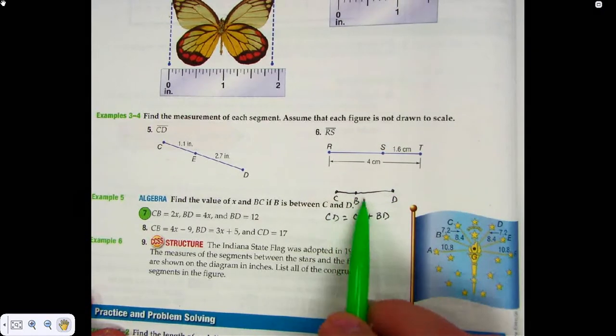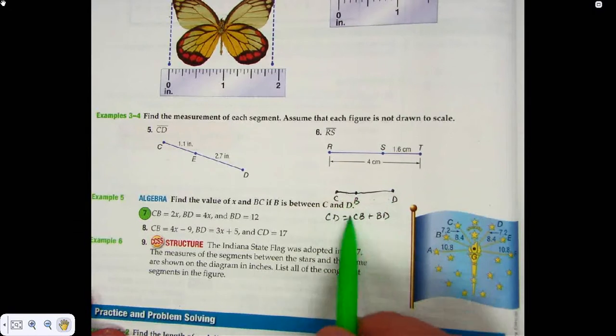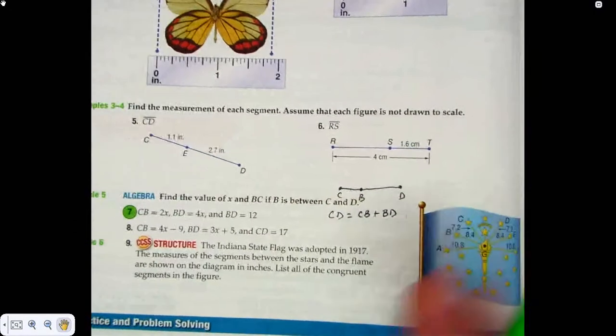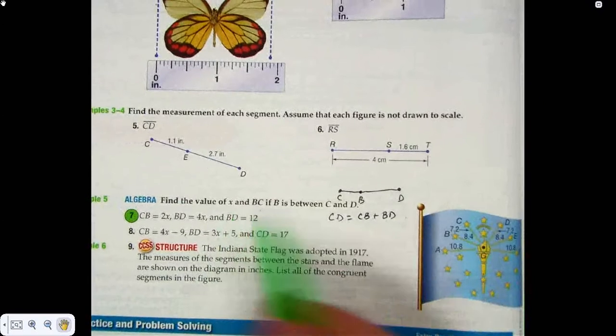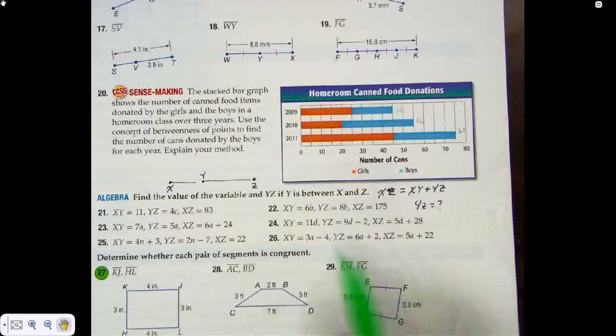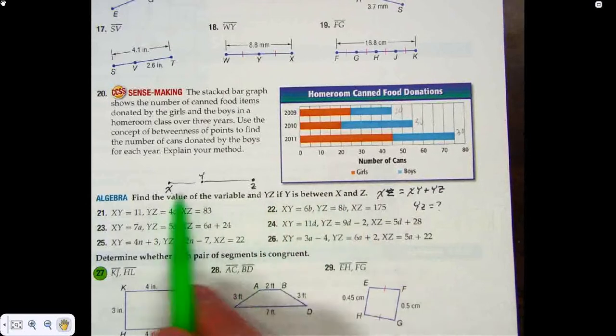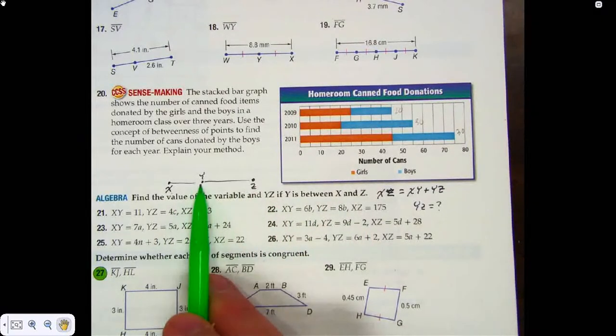Over here, you've got some more. Same thing. They say Y is between X and Z. So that means X and Z are on the outside and Y is on the inside, right? And XZ is equal to what? XY plus what? YZ, the 2 smaller parts. So all you're doing is plugging the value into this and then solving, aren't you?